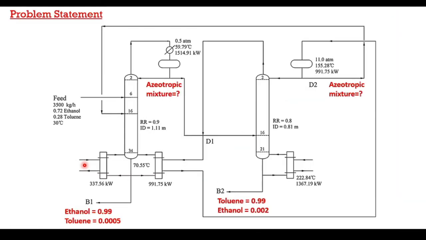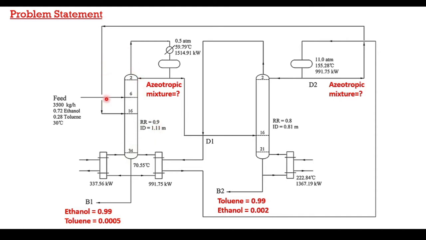So here is the flow sheet that we are going to simulate in DWSIM. The feed, consisting of an ethanol and toluene mixture, 0.72 and 0.28 in weight fraction, at 30 degrees C and 180 kPa pressure, enters the low pressure column, and this column operates at 0.5 atm pressure. We are assuming there is no pressure drop inside the column. The reflux ratio is given, that is 0.9.